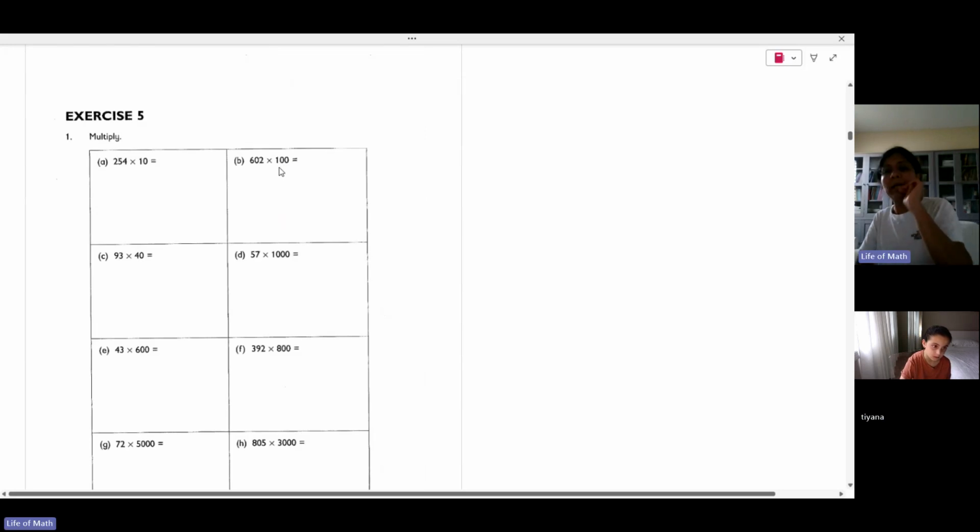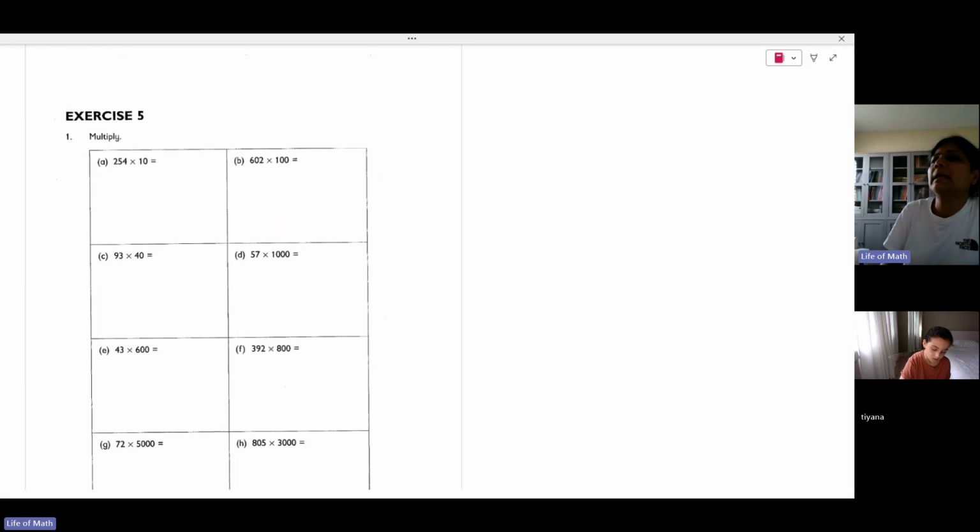Now multiplying by a number that has 0 at the end makes life very easy. Multiplying by 10 means take the number itself and add a 0, because it's 10 times more, not 10 more. If it's 100 times more, it will have 2 zeros.